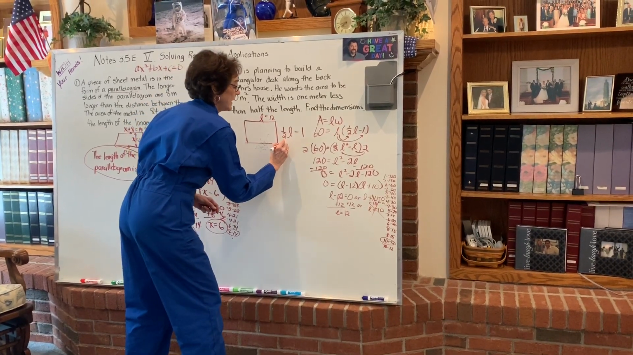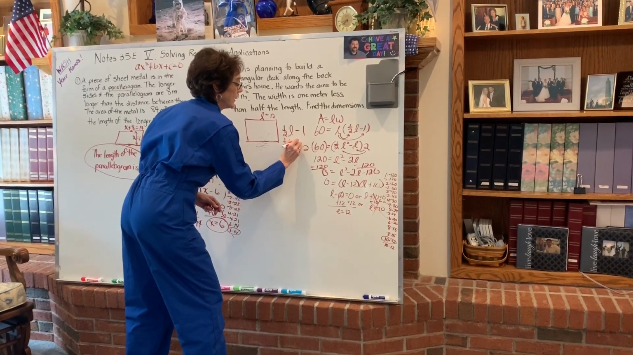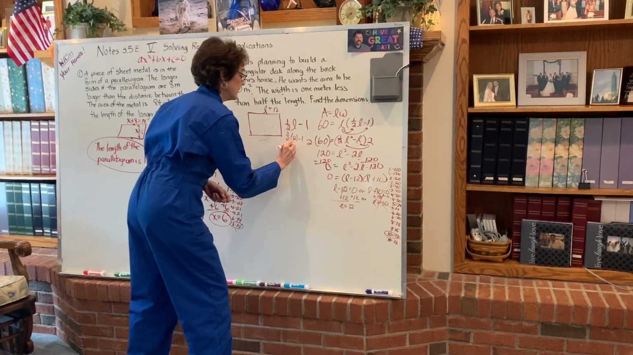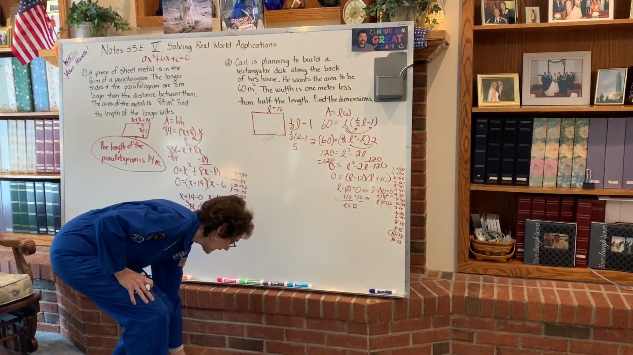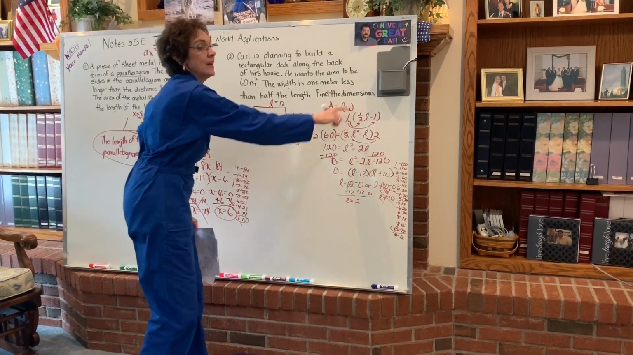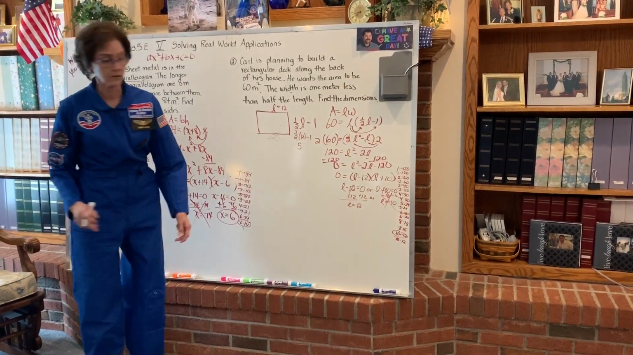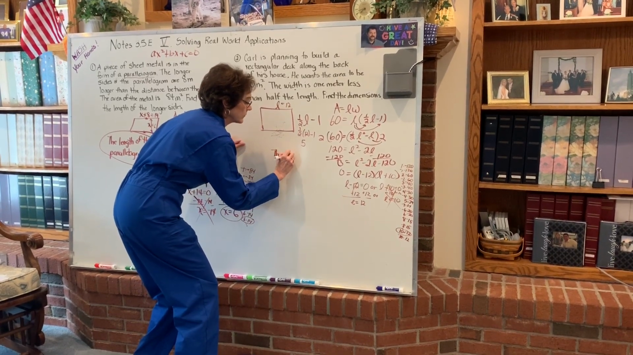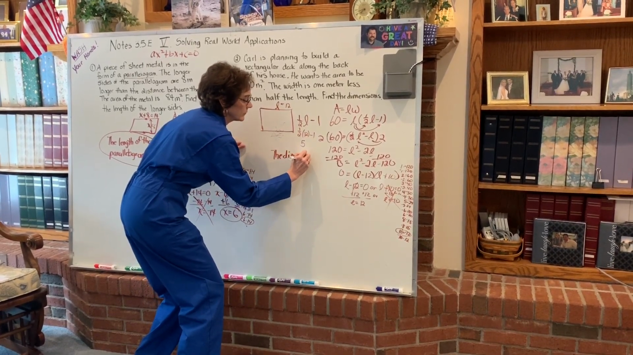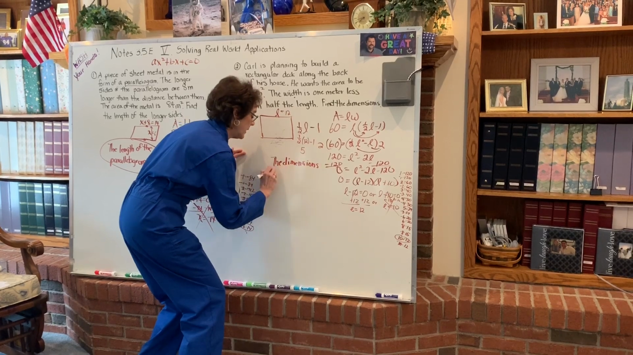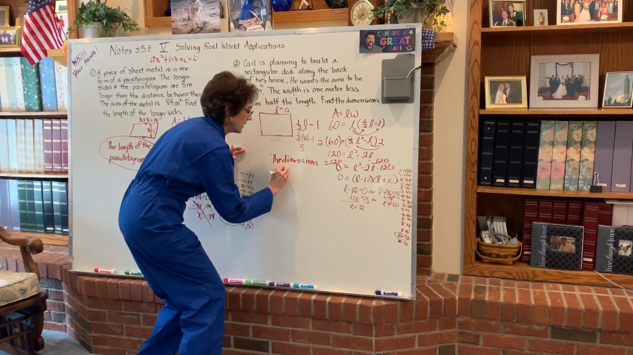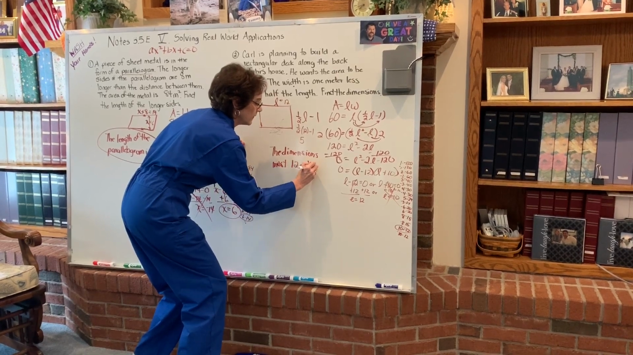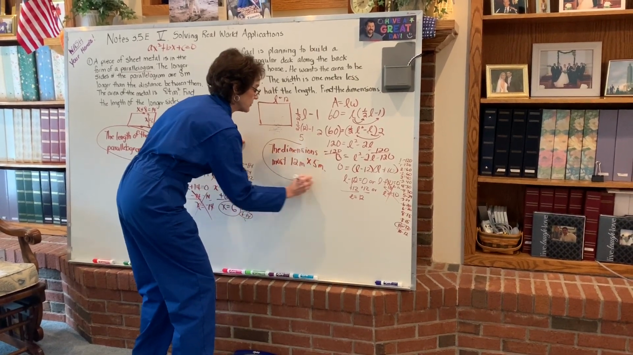Now, what's 1/2 of 12 minus 1? Half of 12 is 6. 6 minus 1 is 5. So we actually know, it says find the dimensions. We know the dimensions. The dimensions must be 12 meters by 5 meters.